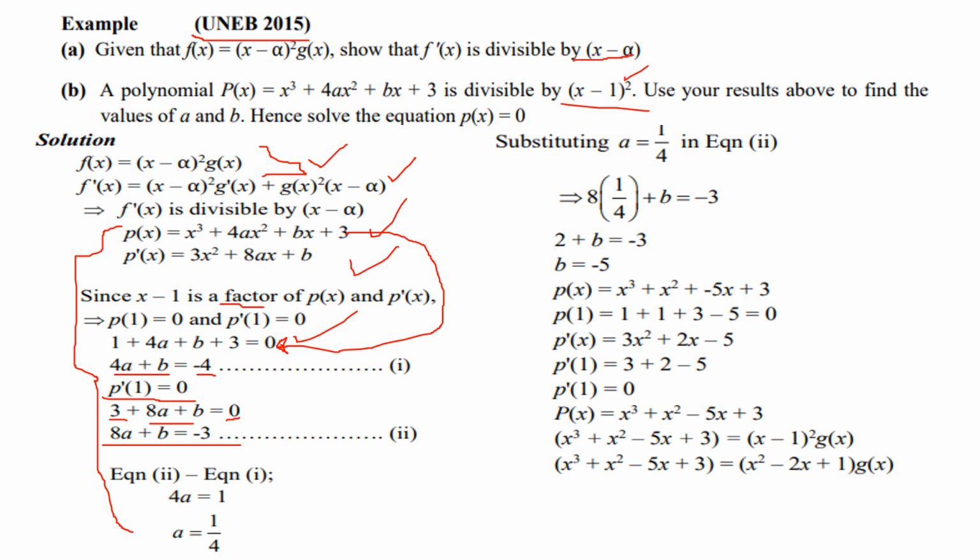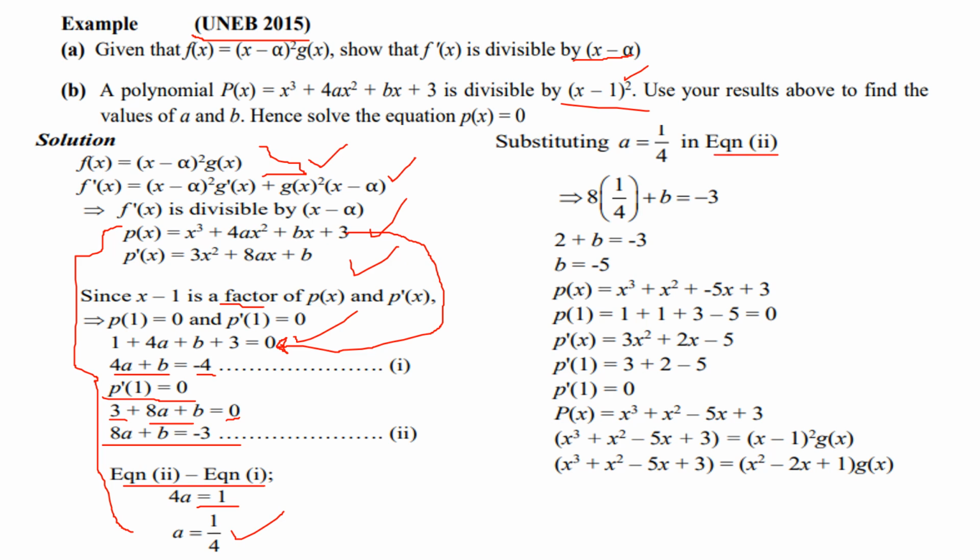Now using elimination method, we subtract equation 2 from 1. And then you remain with 4a is equal to 1. You make a the subject and you get a quarter. Then you have to get the value of b. You pick any of the equations so that you can make b the subject. So we are seeing that we picked equation 2.